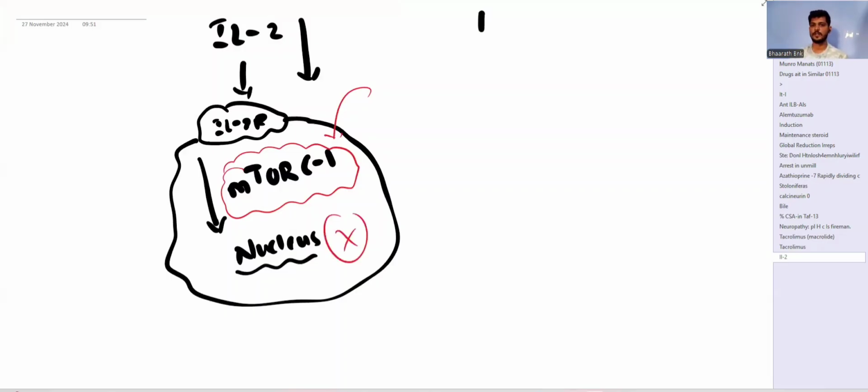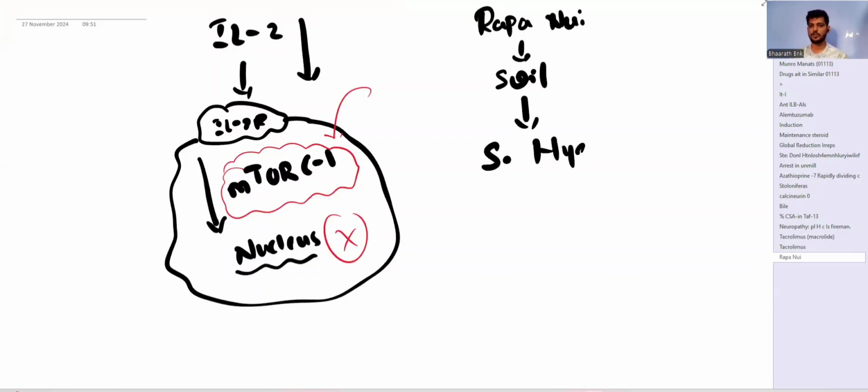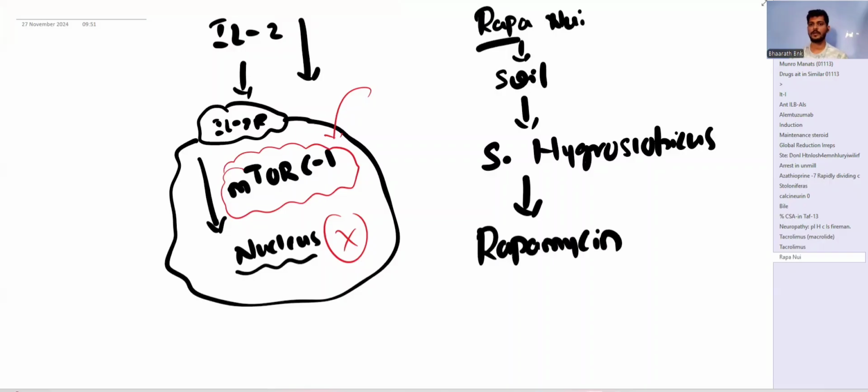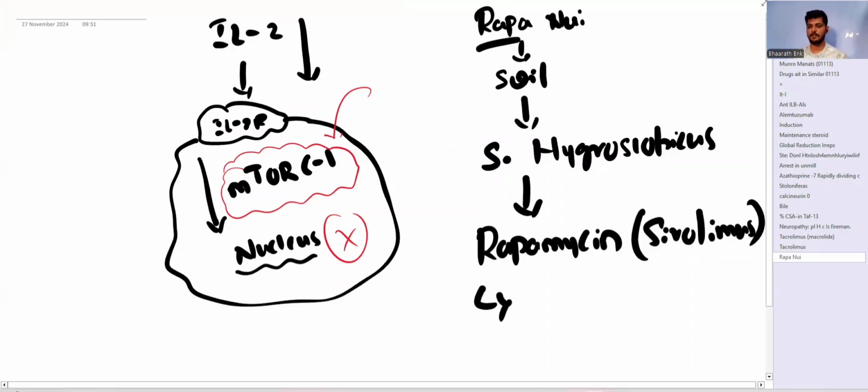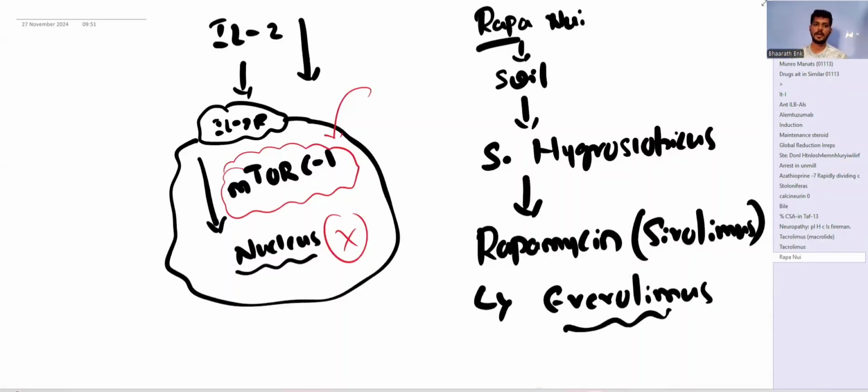So in the Pacific Ocean, there is an island called Rapa Nui. From this island, they collected soil, and from this soil, they collected the bacterium Streptomyces hygroscopicus. From this, they isolated a macrolide, and because it is a macrolide from Rapa island, they named it rapamycin. This rapamycin was later called sirolimus. From this rapamycin, they developed another derivative called everolimus.